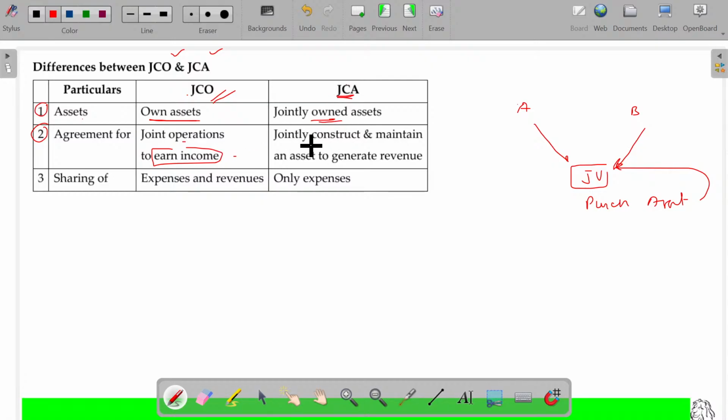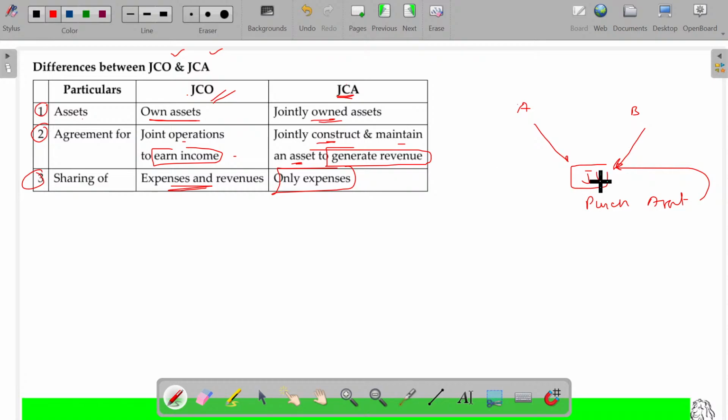But in case of JCA, they jointly construct and maintain assets to generate revenue. It may be for generating some additional revenue, or it may be used by one of the venturers, or both the venturers may be in need of that asset, meaning they can construct and use it for their requirement purpose, right? In JCO, expenses and revenues are shared. Here, only expenses are going to be shared.